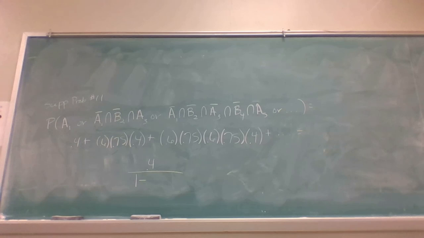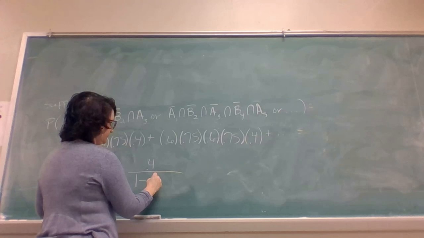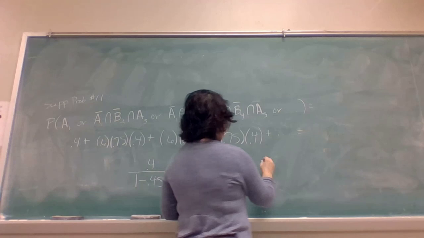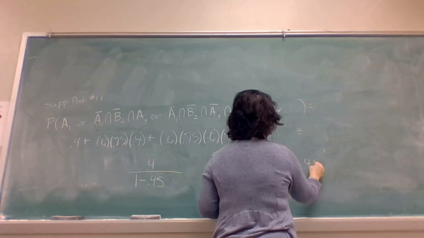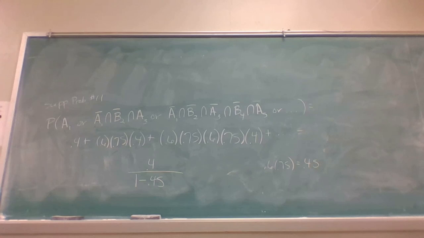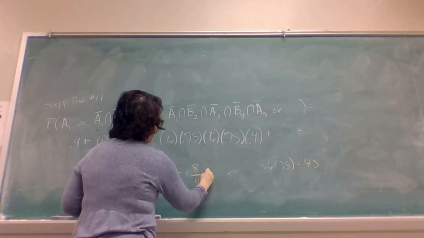Okay, so multiplying, I guess I could just do some math off to the side. Because 0.6 times 0.75 is what I'm multiplying by each time, and that's 0.45. And then what's that come out to be? 8 elevenths, yeah. Or 0.7273.